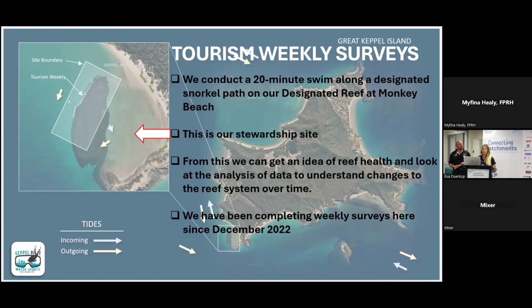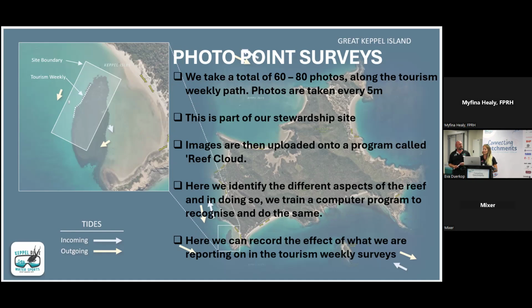And then we move on to our photo point surveys. So this is a bit of an extension from our Tourism Weekly. So here we will take photos along that Tourism Weekly route. We take between 60 to 80 photos, roughly every 5 metres. These are then uploaded into a program called Reef Cloud, where we identify the different aspects of the reef. So in turn, we train the computer program to recognise and do the plan. Here we can record the effects of what we're reporting on in the Tourism Weekly survey.